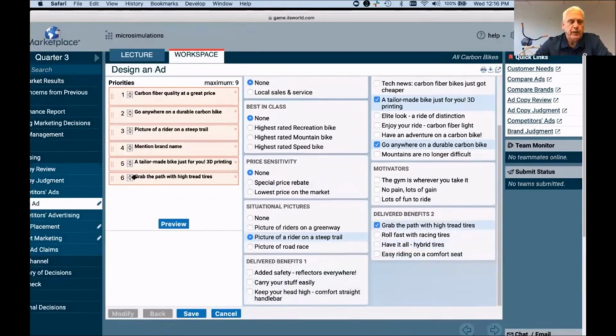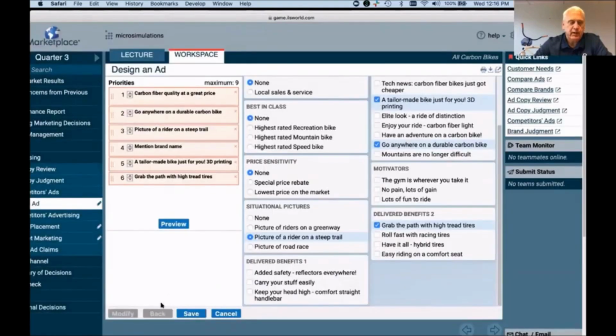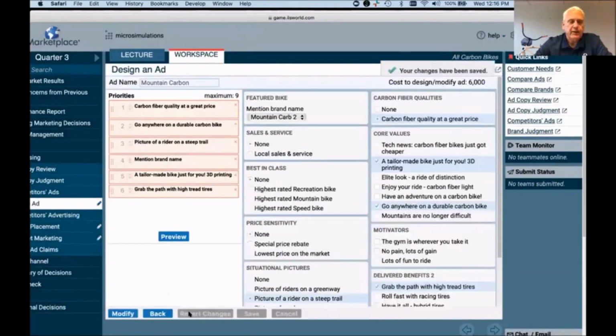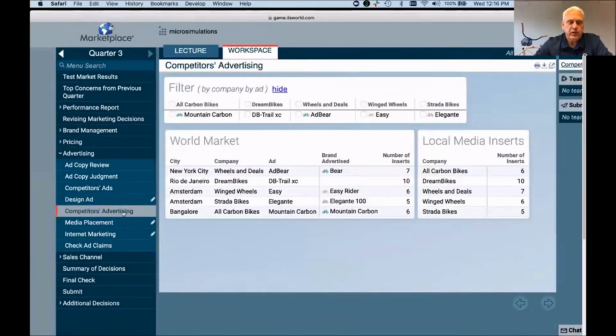So I have 6 benefits, and the order I think is okay. If I want, I can preview it and just see how it will look. Carbon fiber quality at a great price. That's my hook. So I'll save that. Now I should design another ad, but I'm not going to do that at the moment, just because of time.